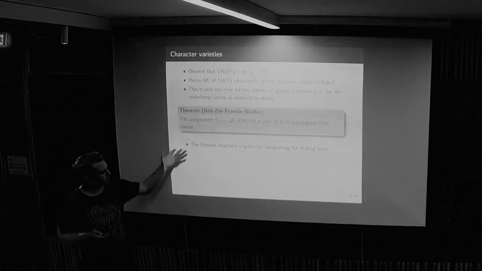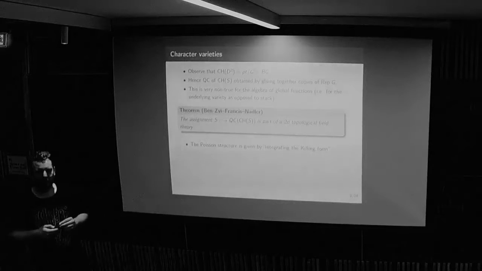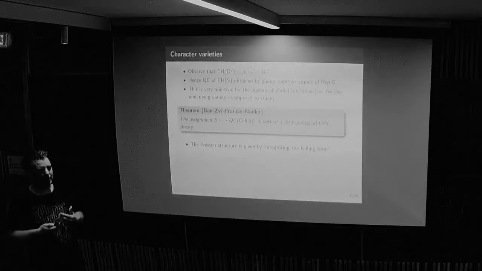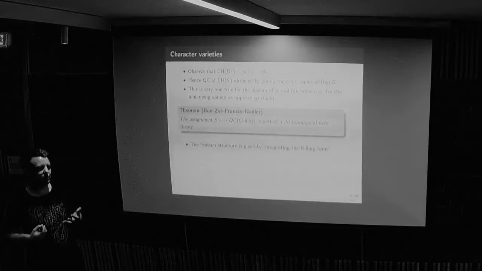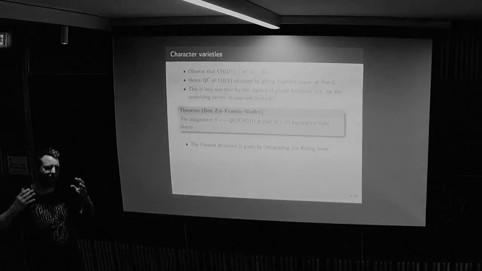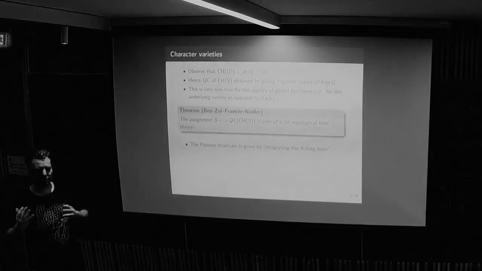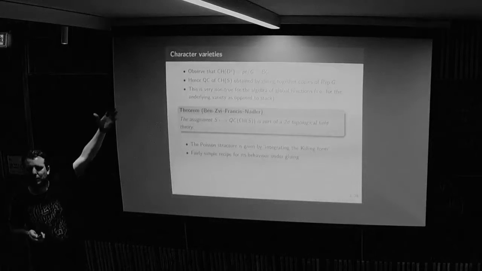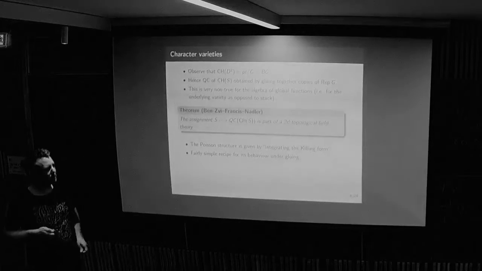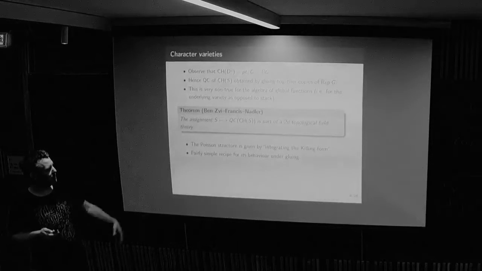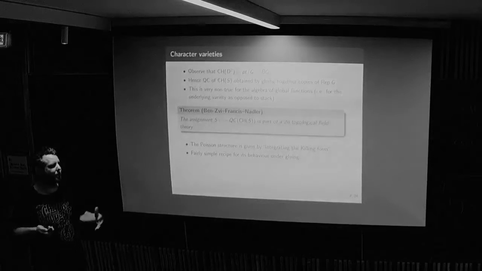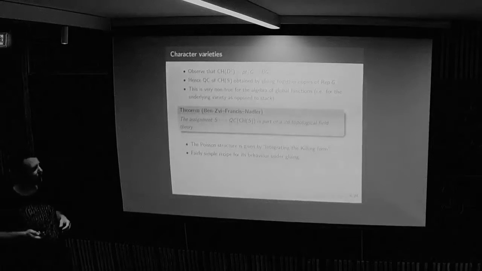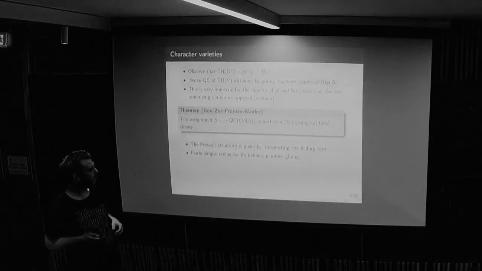And so in general, this Poisson structure is given by integrating the Killing form. In the Atiyah-Bott picture, this is literally true. In this PTVV formalism, this is some sort of formal derived algebraic form of integration, which is a very complicated thing. But the idea is that this two-shifted Poisson structure on BG is actually what determines this Poisson structure on character varieties. So in particular, this gluing operation has a nice behavior for the Poisson structure as well. So we have a fairly simple recipe for its behavior under gluing.